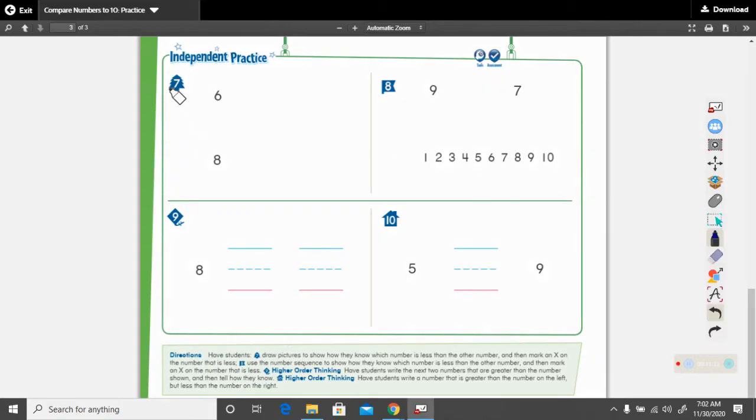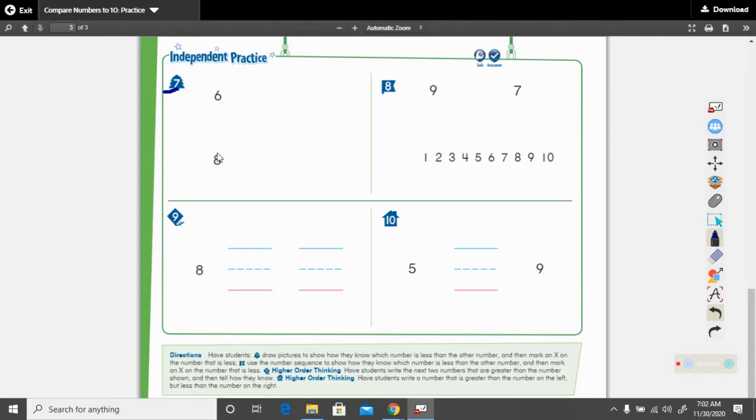Let's look at number 7 up here. For number 7, we have two numbers. You need to draw pictures to represent each of those numbers, so you need to draw something over here to show this number, and you need to draw something over here to show this number. And then you need to tell me which number is less by putting an X on it.